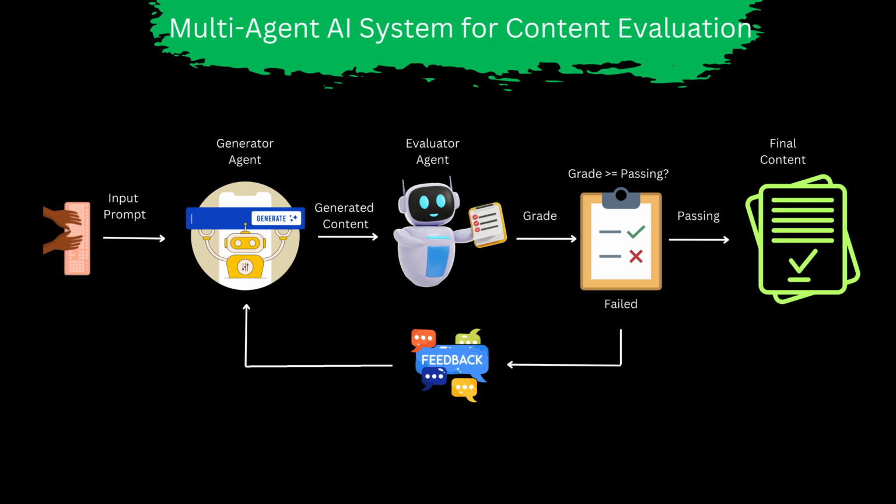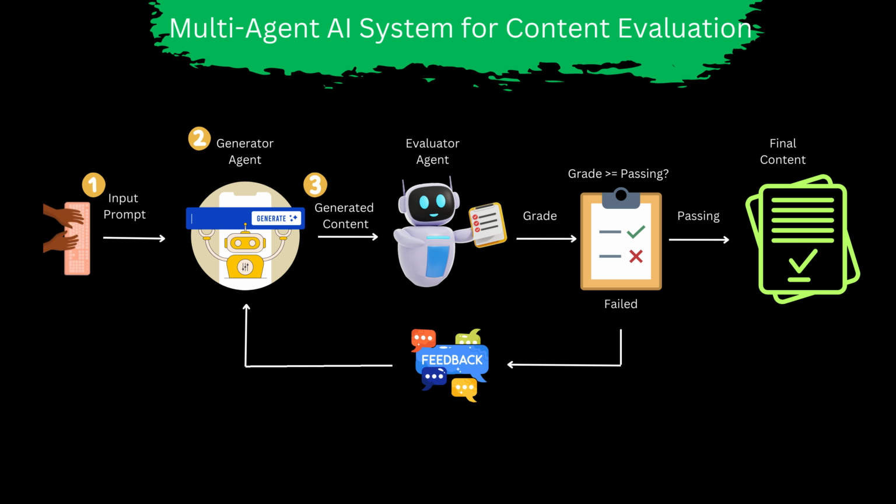The system works like this. User provides a content prompt. An example is, write an article about AI. In generation phase, the generator agent uses OpenAI API to create content. In first iteration, uses just the prompt. In subsequent iterations, includes previous feedback.